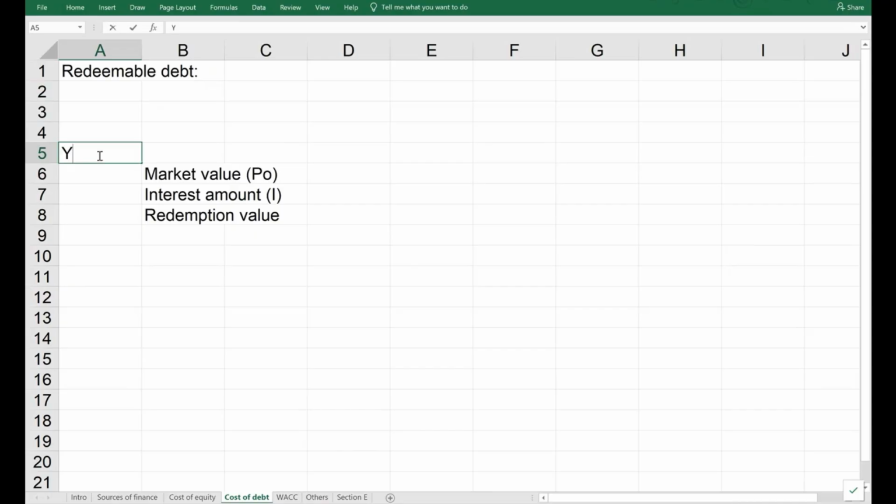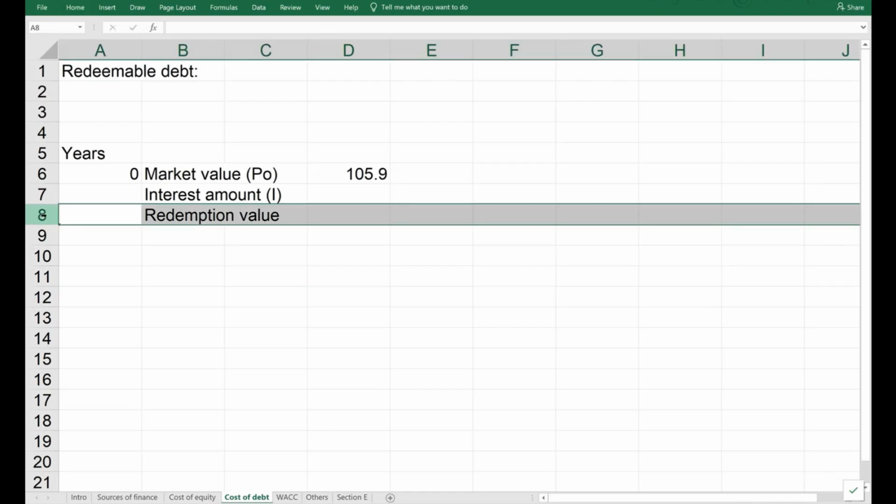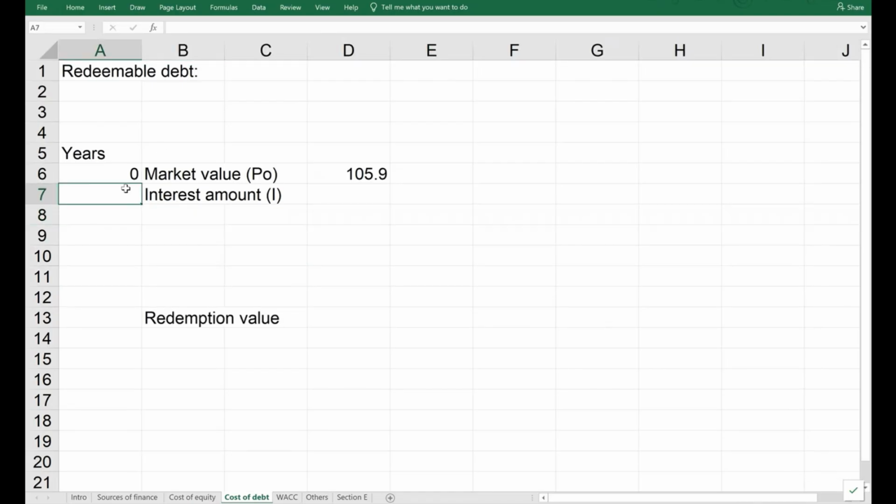Let me do it. I will take all the cash flows. I will consider the market value of today, year zero. Let's say the bond is trading today at 105.9. Let's say that is the market value. The bond life is, let's say, 5 years. So it will give me 5 years of coupon payment, right?